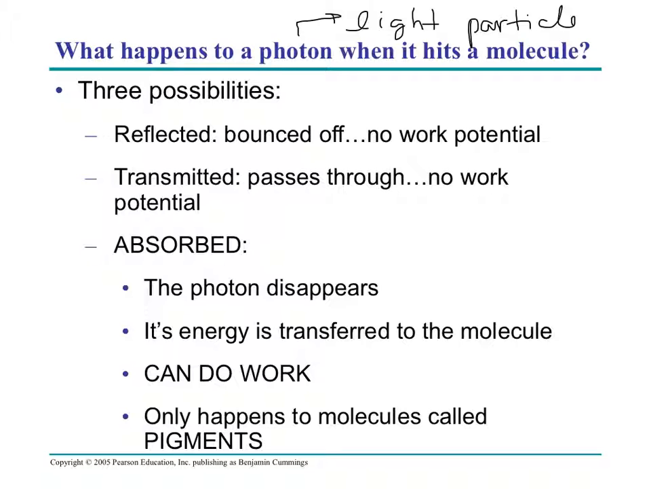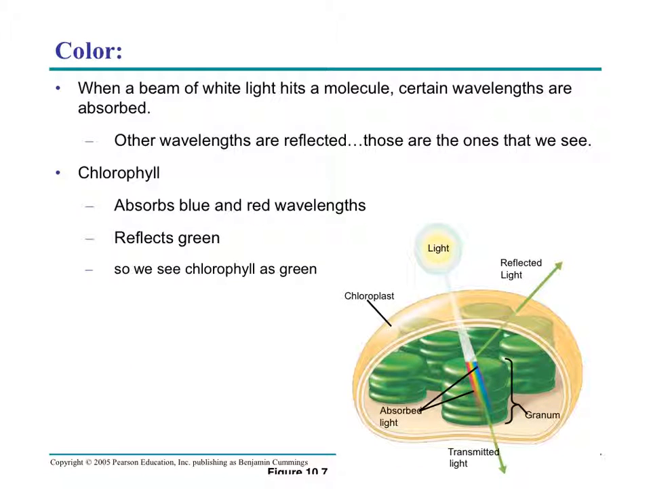Now, when a photon is reflected or when it's transmitted, meaning it passes through, it doesn't have any potential to do work. However, when it's absorbed, it can do work. The photon actually disappears, and it transfers the energy of the photon to the molecule that it has been absorbed by. Now, this only happens to molecules called pigments. And when we think of pigments, I know you probably are thinking of colors, which is true. Pigments do have a color. But let's talk about why they have a color.